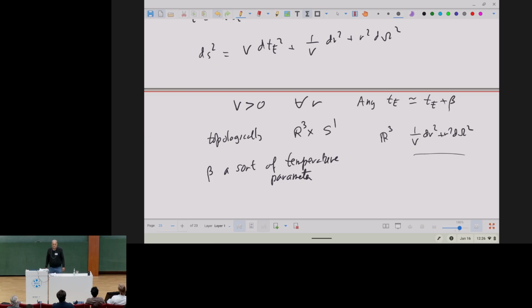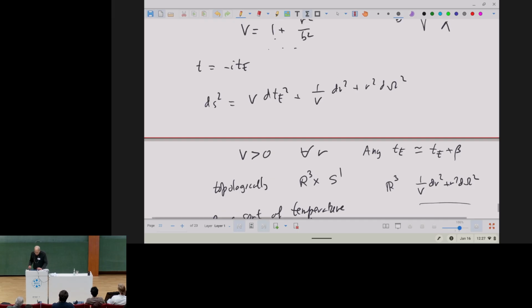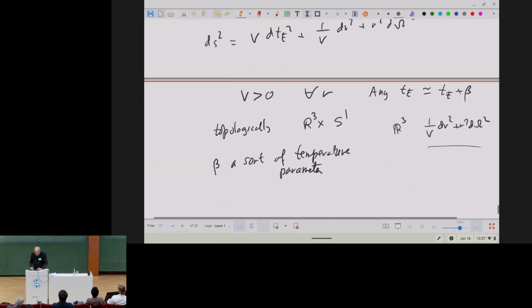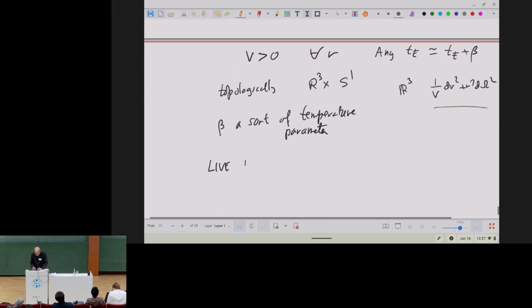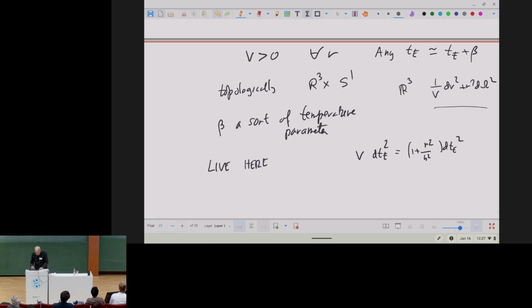But beta is not the inverse temperature that you would measure if you lived in the space. If you live in the space-time, well, you see we have dTe squared times V, which is 1 plus r squared over b squared, dTe squared. So the circumference of the circle at, let's say, r equals r naught is r naught over b times beta.